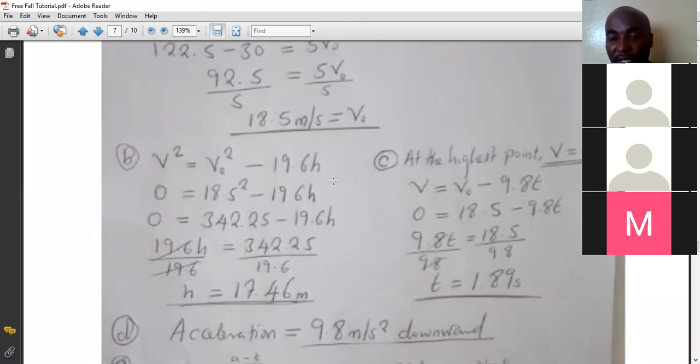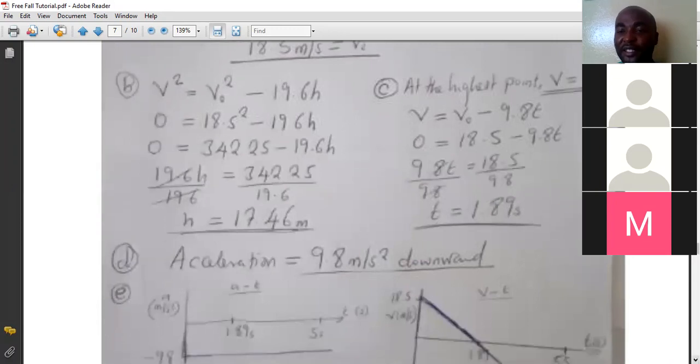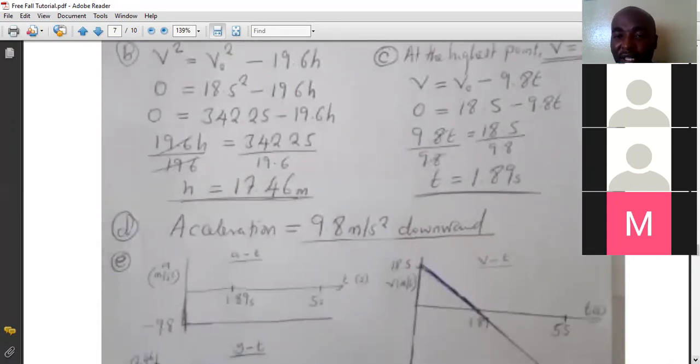Then the other ones are the time it takes to reach the highest point and the velocity at the highest point. The velocity at the highest point is always 0. Then for time, you use the first equation of motion: 0 equals V naught minus 9.8 T. So 0 equals 18.5 minus 9.8 T, and you find 1.89.